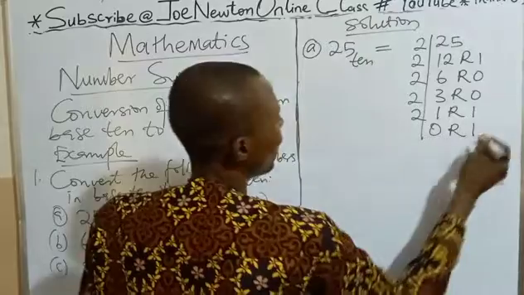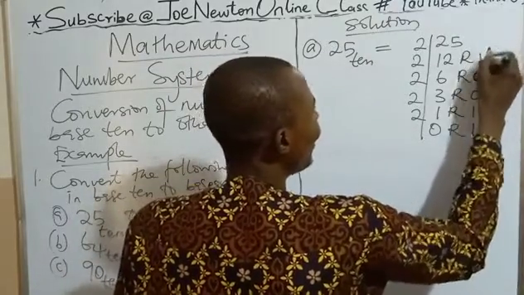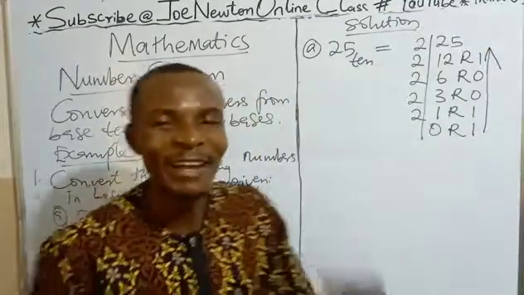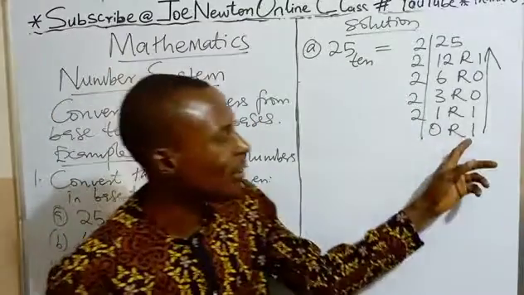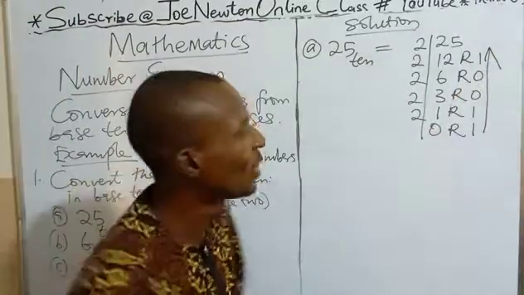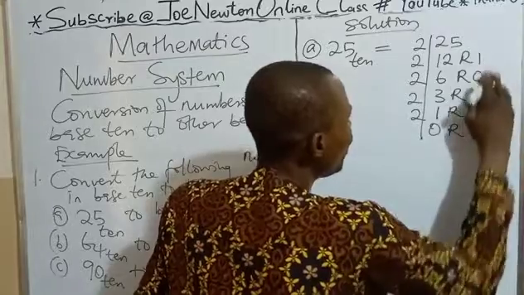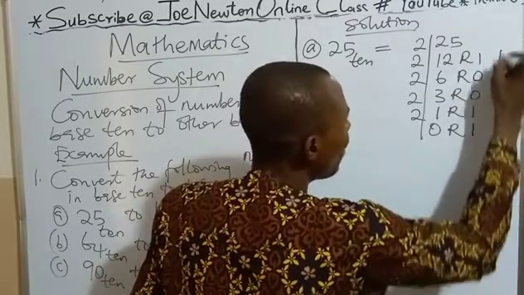Okay, so now see the rule of writing the answer. After conversion, in writing your answer, you start from down to up. That's the beginning of this arrow. You will start from down to up. You write your answer from down to up.